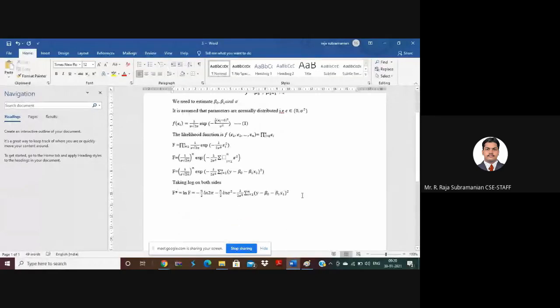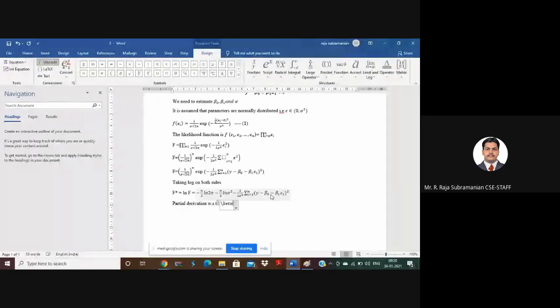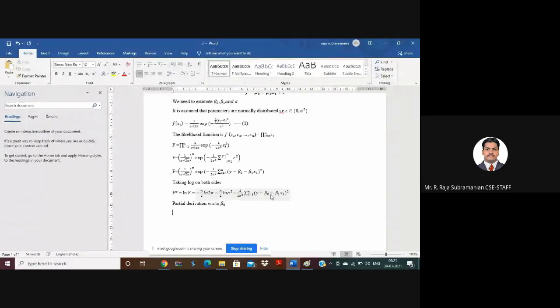My first parameter to be estimated is beta naught. Next beta 1 I need to estimate. Next sigma squared I need to estimate. So what I will do is take the partial derivative on both sides. I need to take the partial derivative with respect to beta naught to estimate the beta naught value. So this is the first one I'm going to take. When I take this, I will get f star, or I can write it as the dou function is available here.